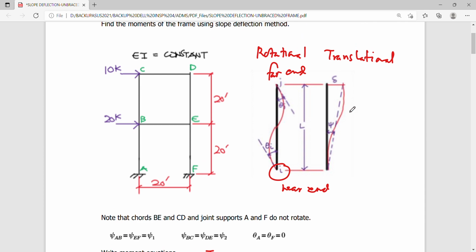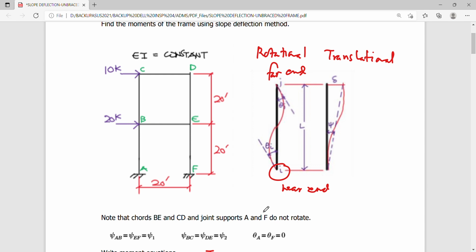This is not only true for columns, it might as well be true for beams when there are, let's say, settlements on the support wherein joint E and joint D will be affected, as well as joint B and joint C. So this does not necessarily refer only to column translational displacement, but also to beam translational displacement. The effect of this is simply an angle or the slope, which is equivalent to the ratio of your delta over L, which in this case is represented by the letter psi.